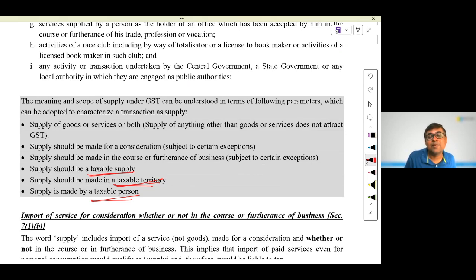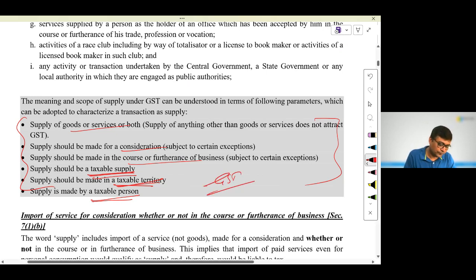Supply made by a taxable person, the supply should be made in the taxable territory, and that supply of goods or services should be a taxable supply. Plus, there should be consideration in the course or furtherance of business, and it is goods or services or both. If all these requirements are simultaneously fulfilled, then only the GST is triggered.